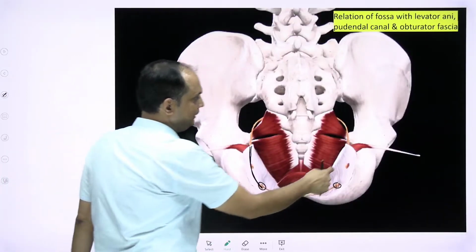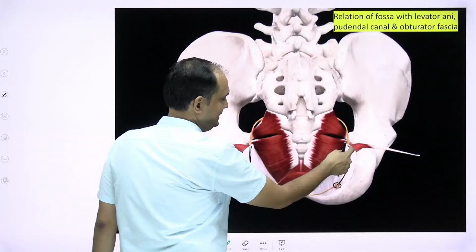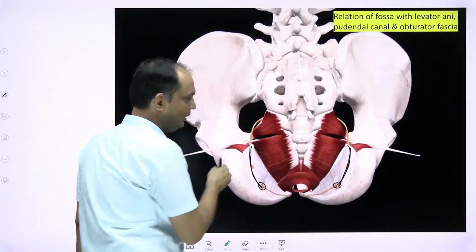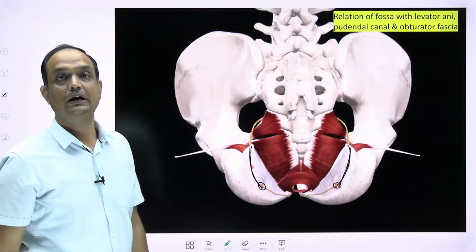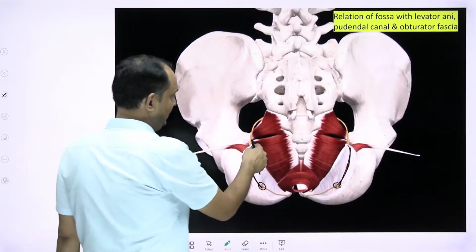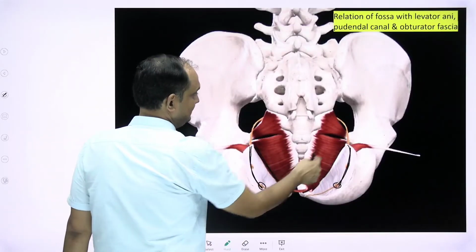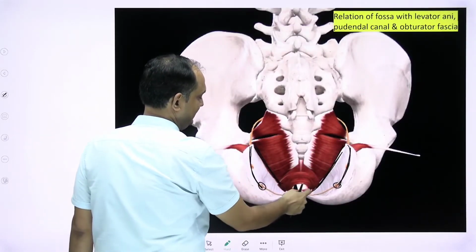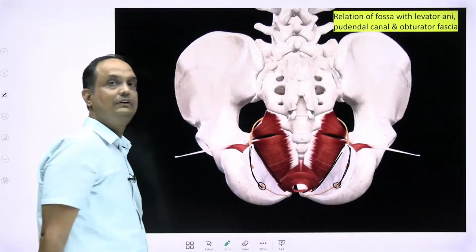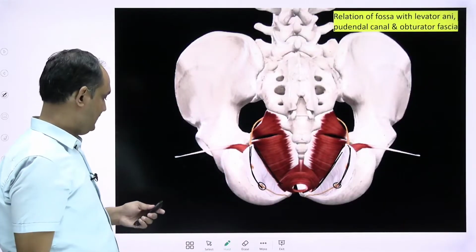So, this is the important thing: the pudendal nerve lies in the lateral wall of your ischioanal fossa, and medially it is covered by the inferior surface of the pelvic diaphragm and your external sphincter of the anal canal.